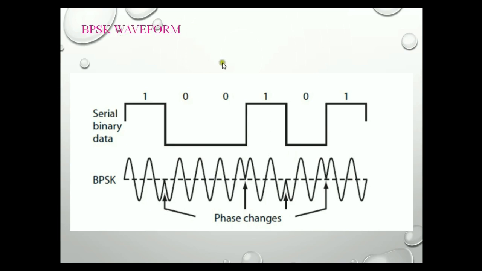BPSK waveform. We know very well, whenever we are transmitting a binary 1, the same carrier will be transmitted. But while transmitting a binary 0, the carrier will have a phase shift of 180 degrees. So this is what is indicated in the BPSK waveform. Now we'll see how to plot the constellation diagram for the BPSK signal.